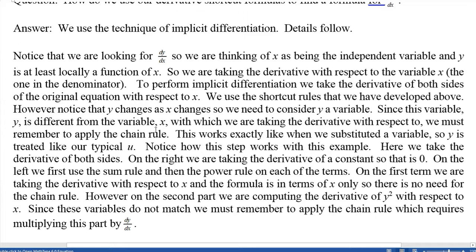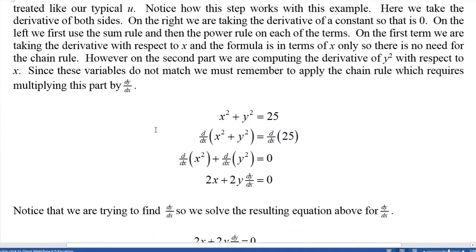Now, anytime you have a y in there, remember y actually changes as x changes. So y is not a constant. Y is at least locally a function of x, but it certainly changes as x changes. So we have to remember to apply the chain rule. So we treat y just like we treated u in our substitution. So it's like you did a substitution, and you do the chain rule.